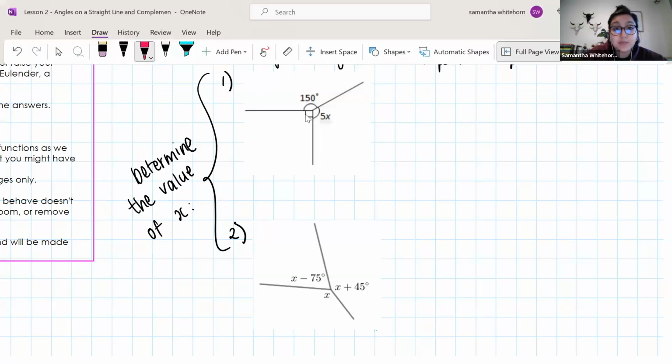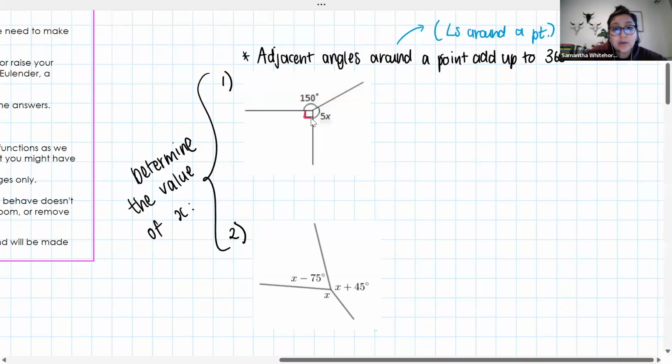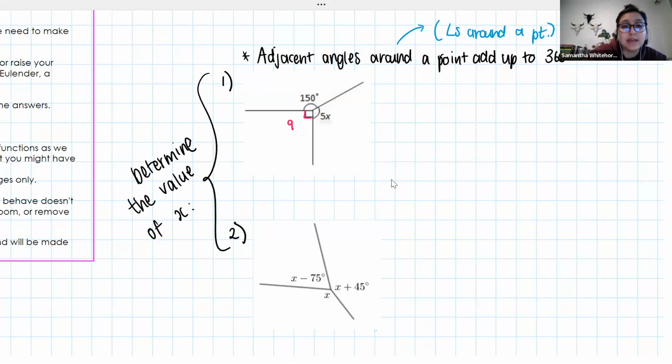Remember, guys, we did speak about this on Monday. This square in question 1 is a symbol that means 90 degrees. So you do actually know the size of that angle. We don't have to put the degrees there. That little square gives us that information.